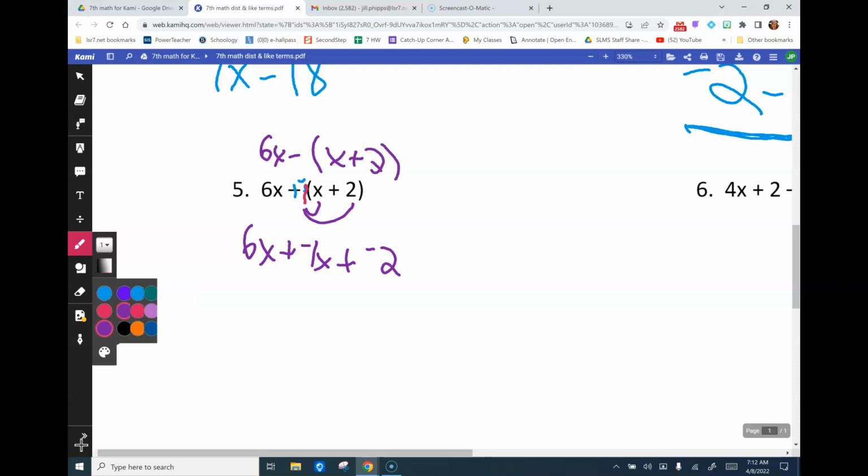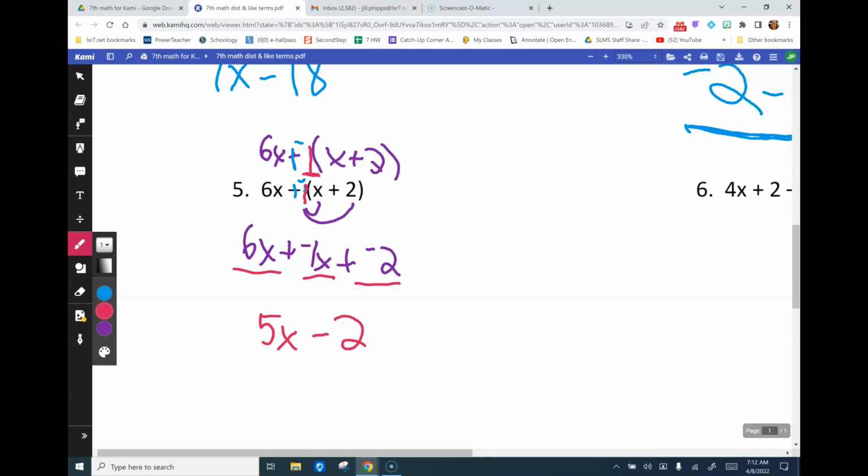And what we had to do is we had to cross the line and change the sign. Cross the line and change the sign. But the problem is there is no number right here. So we have to put it in, and it's going to be a 1. And then we distribute. Okay, now we're going to combine like terms. 6x and negative 1 is a 5x. Plus a negative 2 is minus 2.